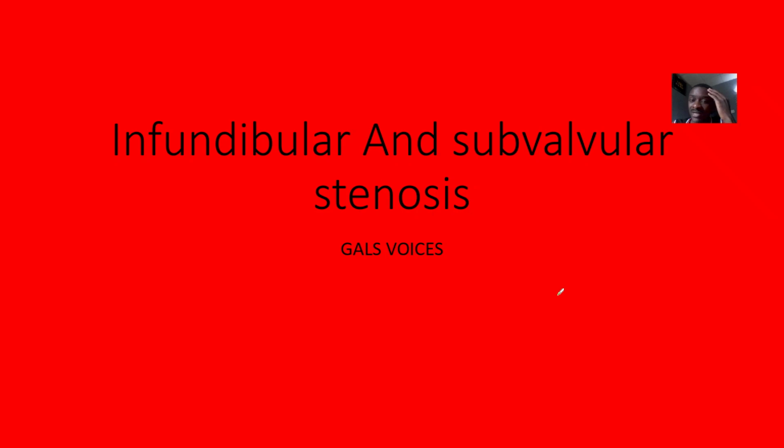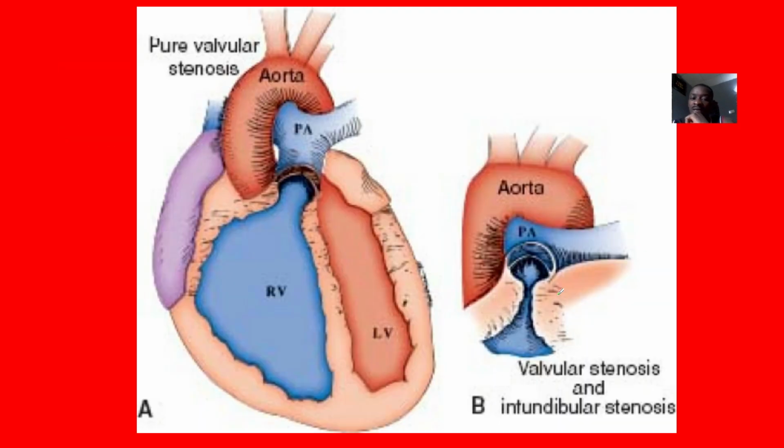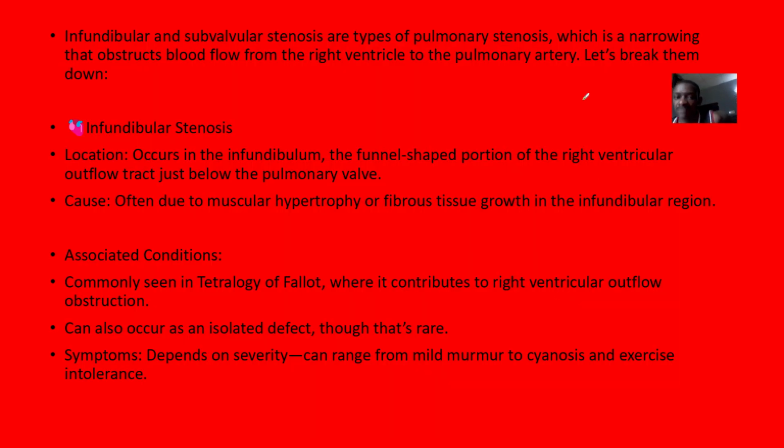So I just want to look at two types of this stenosis. There's a type of stenosis which is known as what? Infundibular stenosis. We have one which is known as subvalvular stenosis. All of them are pulmonary stenosis, but of course, these ones occur at different positions. Do you understand? So infundibular and subvalvular stenosis are types of pulmonary stenosis.